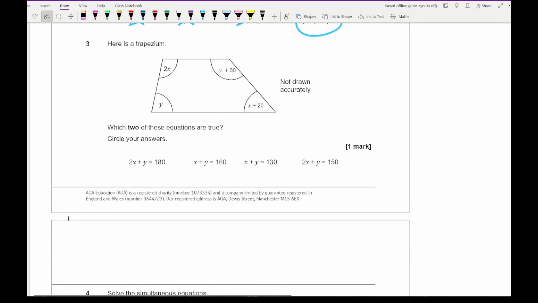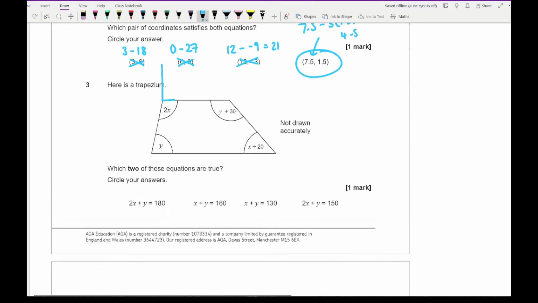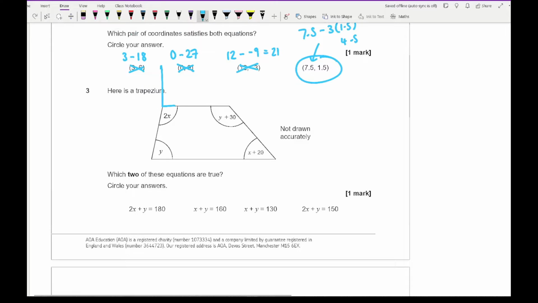Moving on to question 3, it says here is a trapezium. Which two of these equations are true? Now for this, with a trapezium, we've got two co-interior or supplementary angles. So what we know is that this angle plus this angle need to add up to 180, and similarly with these two angles here, they both add up to equal 180.